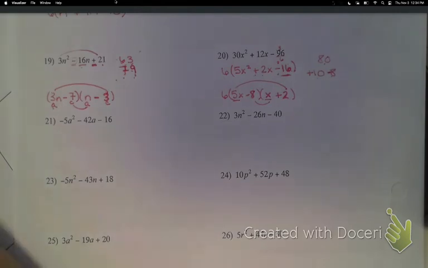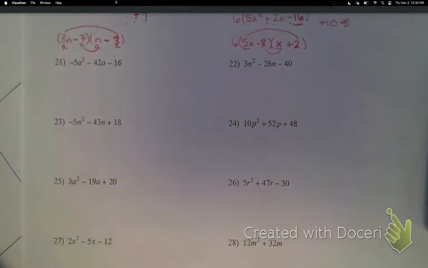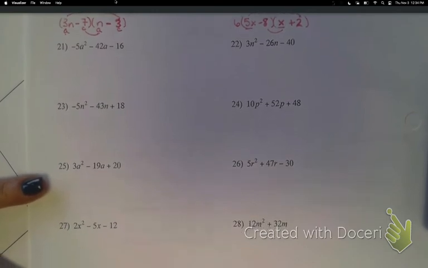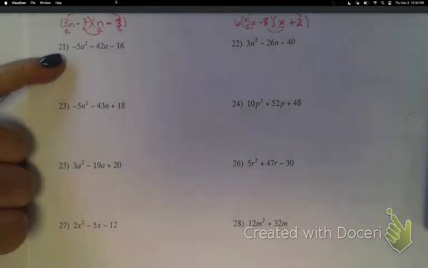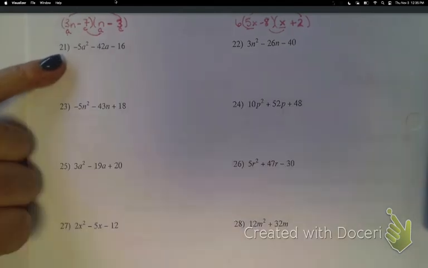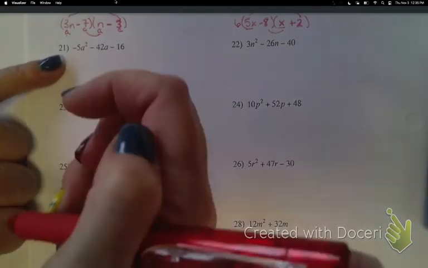21. Does that look good? What do you want? That's right. Okay. On 21, what should you do first? A negative. Do we ever want a negative leading coefficient? No. Too bad nothing else can come out, but that negative definitely has to.